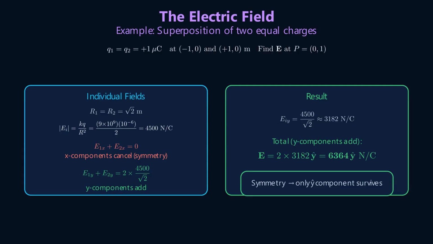By symmetry, the horizontal components point in opposite directions and cancel exactly. The vertical components both point upward and add. The vertical component of each is 4,500 over root 2, approximately 3,182 newtons per coulomb. Total E equals 6,364 y hat newtons per coulomb. Symmetry simplified the entire calculation.